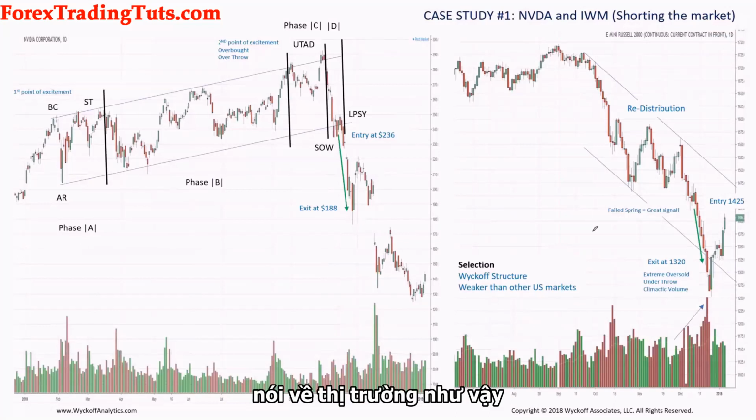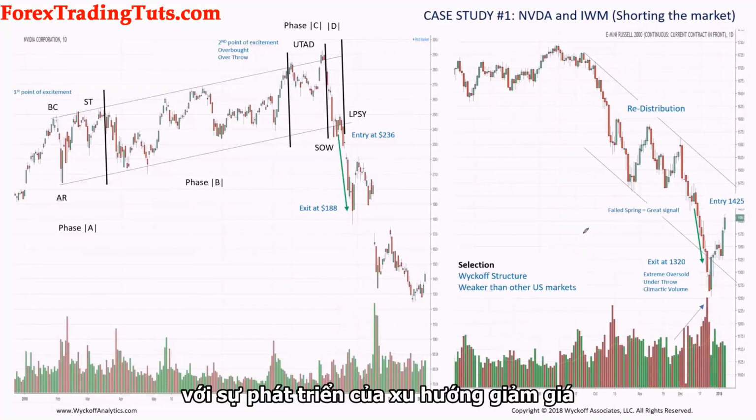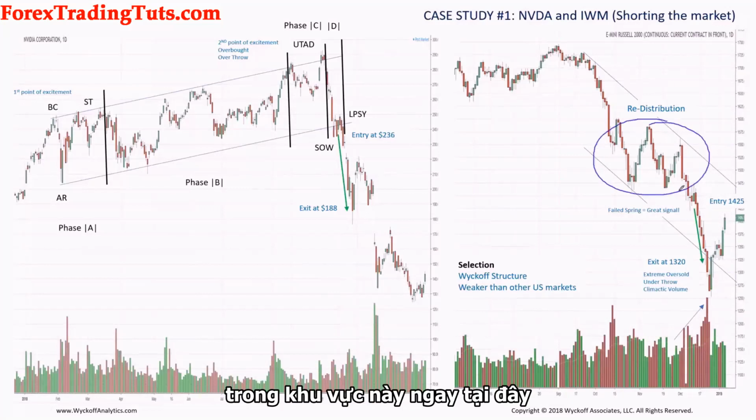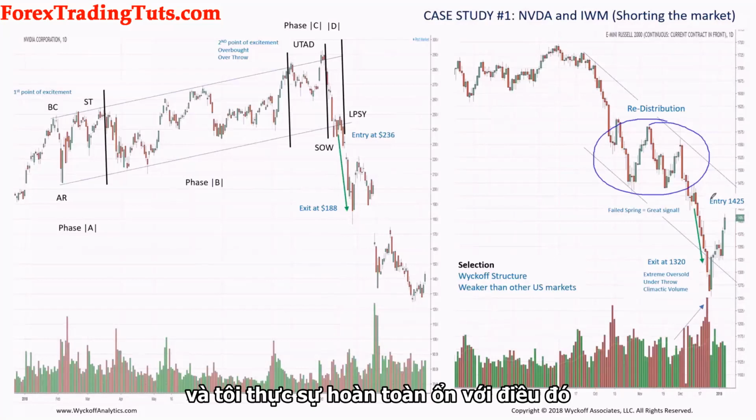Talking about the market, as we are continuing with the development of the bearish sentiment, in this area right here, I had quite a few calls to the upside, and I'm actually totally okay with that.